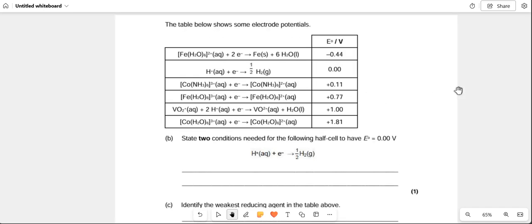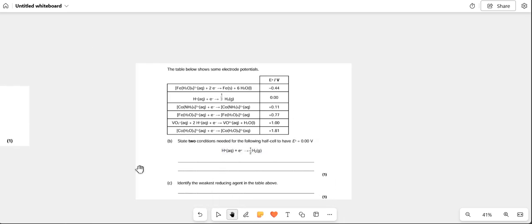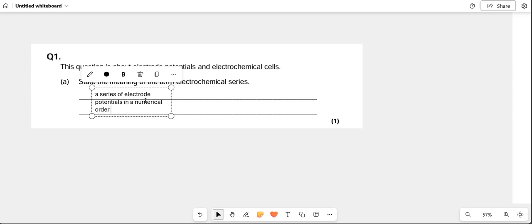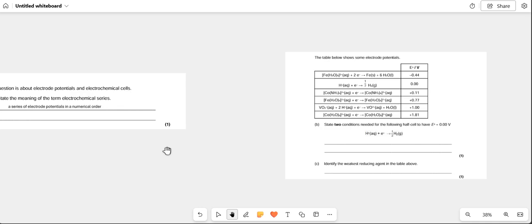So obviously, this over here is an electrochemical series. You've got the electrode potentials of each reaction going in numerical order, from least to highest here. So what you need to write is simply a series of electrode potentials in a numerical order. That's it. Alright, let's move on to the next one.